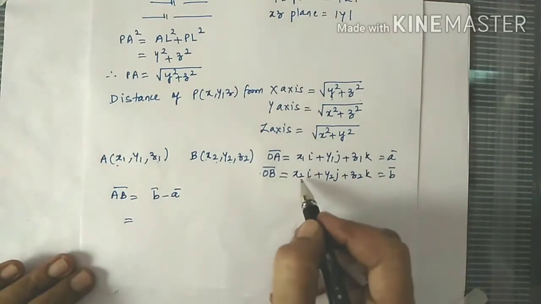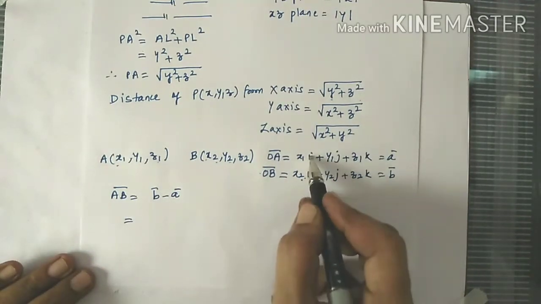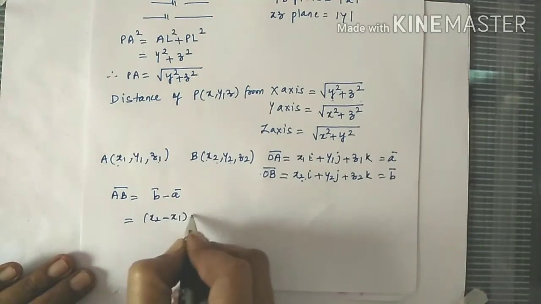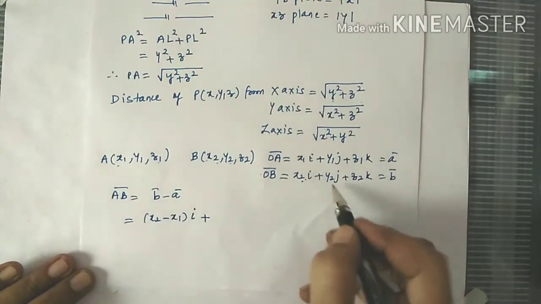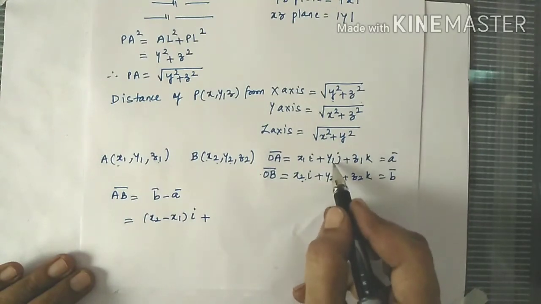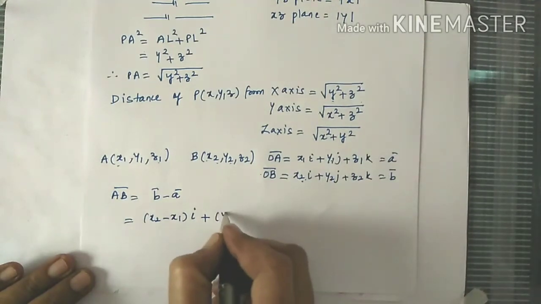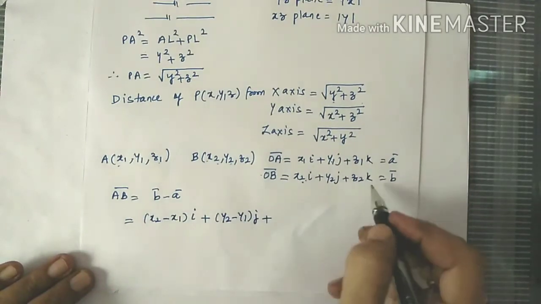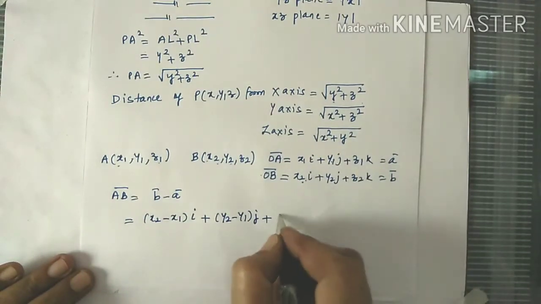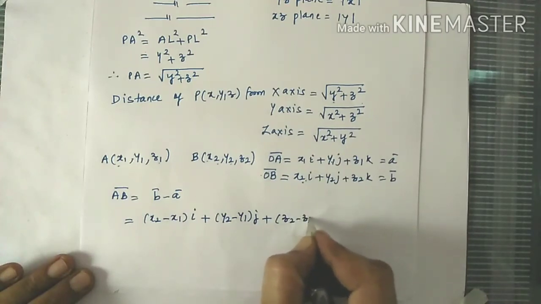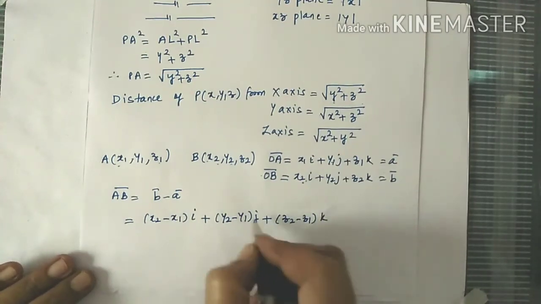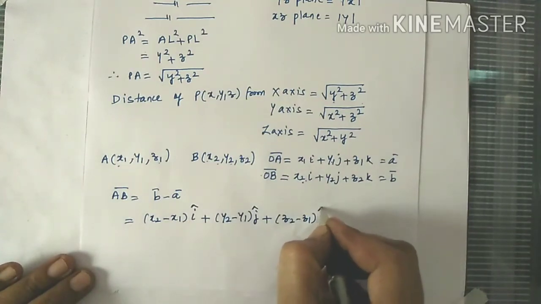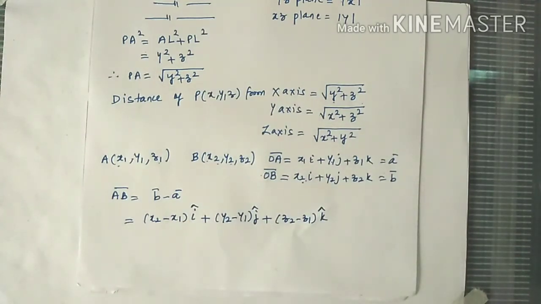Now B bar minus A bar will give us x2i minus x1i. Taking i common, it will become x2 minus x1 i. For j, we have the coefficient y2 minus y1, and coefficient of k will be z2 minus z1. So this is our AB bar. AB bar is x2 minus x1 i, y2 minus y1 j plus z2 minus z1 k.